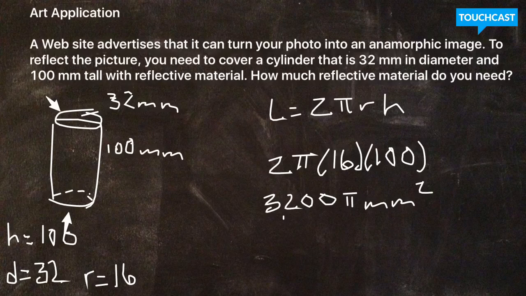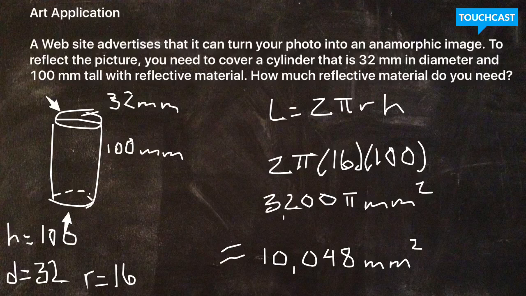So we're going to multiply 3,200 by 3.14. And when we do that multiplication, we're going to estimate that that is about 10,048 millimeters squared. So we need 10,048 square millimeters of the reflective material.